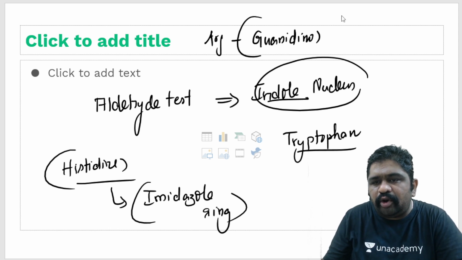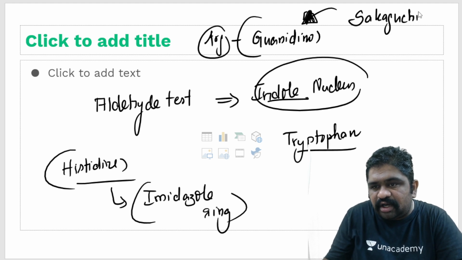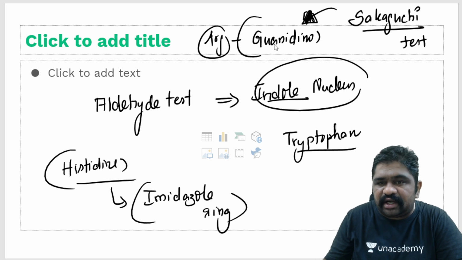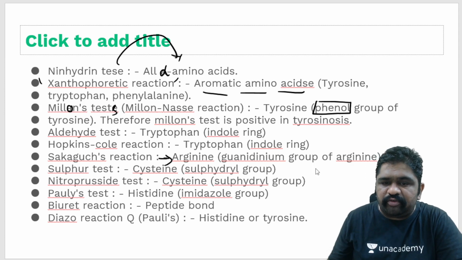This guanidino group can be targeted when you try to perform a color reaction for arginine called the Sakaguchi test. There is a test called the Sakaguchi test. This test will target the guanidino group of arginine. So the test for arginine can be the Sakaguchi test, targeting the guanidinium group of arginine.